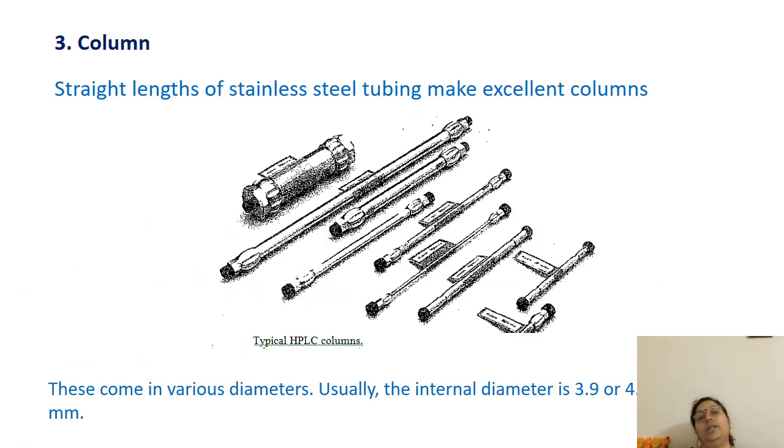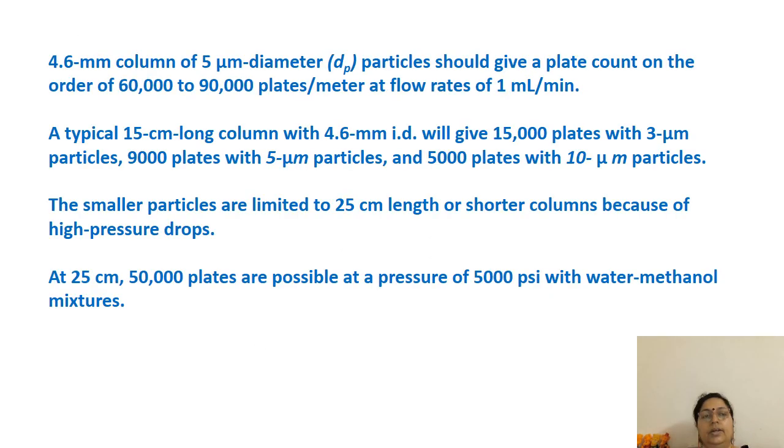Stainless steel columns are commonly used for HPLC. Commonly used stainless steel columns are shown in the picture. They have very different diameters, but commonly used columns have an inner diameter of 3.9 to 4.6 mm. A typical HPLC column with a 4.6 mm inner diameter and particles of 5 micrometer diameter gives a plate count in the range of 60,000 to 90,000 per meter at a flow rate of 1 ml per minute.